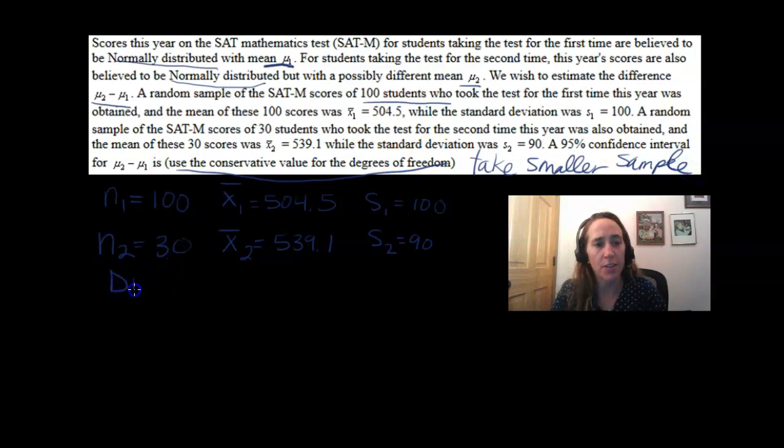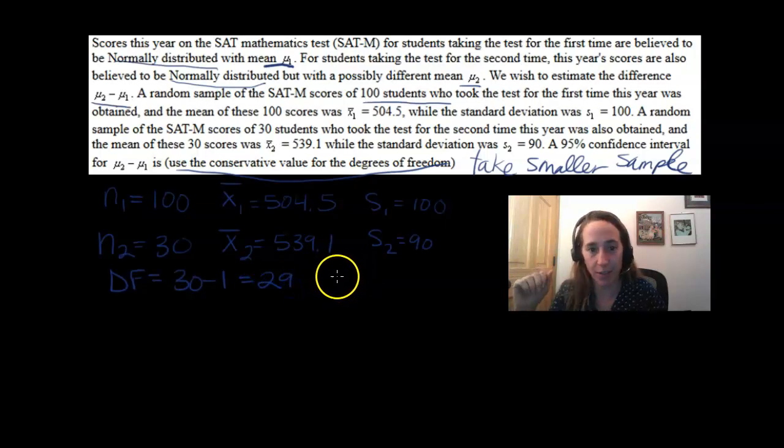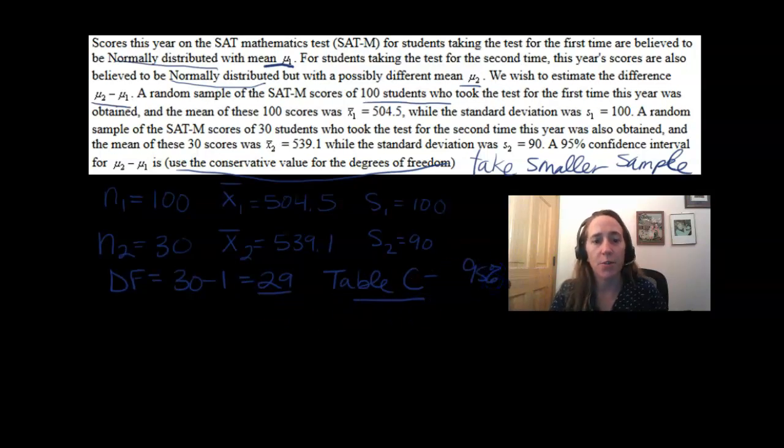So my degrees of freedom for this, because that's the smaller sample size, is going to be 29. So 30 minus 1, 29. Now I want you all to go find the critical value in table C. So pause your video for a second and find table C, degrees of freedom are 29, and you're doing a 95% confidence interval. So look and see what that critical T value is for a second. It's really important that you do that.